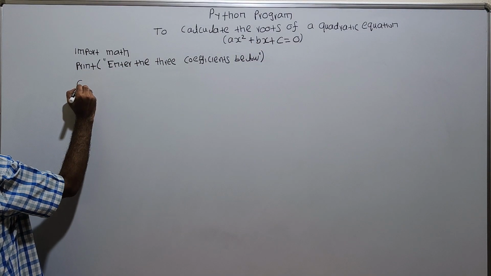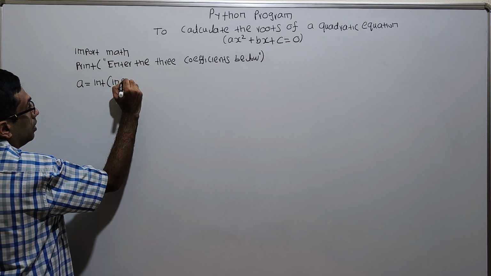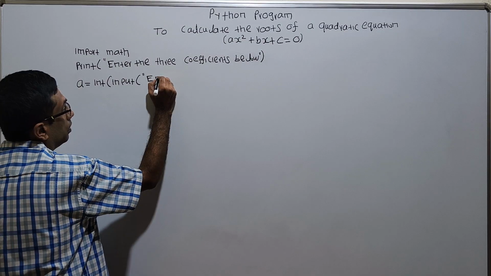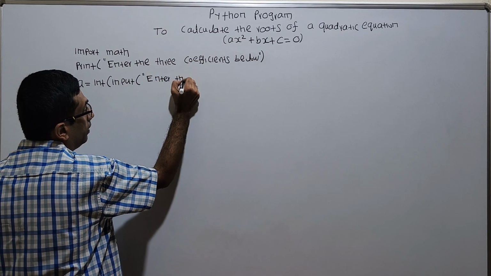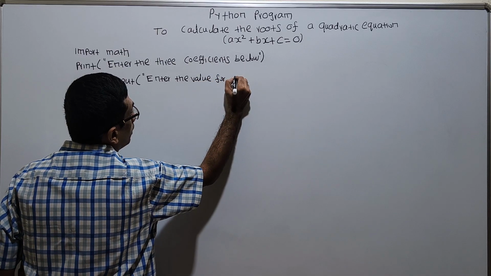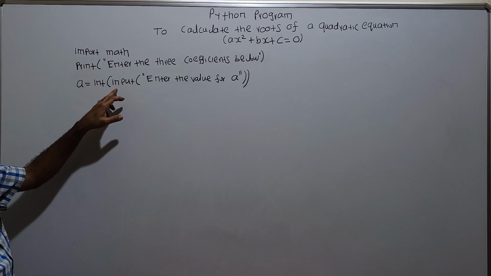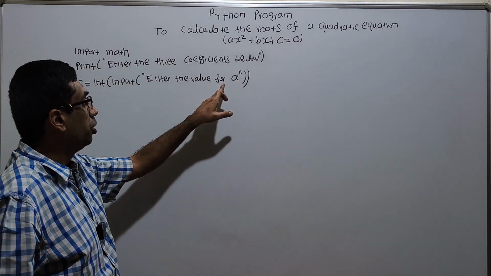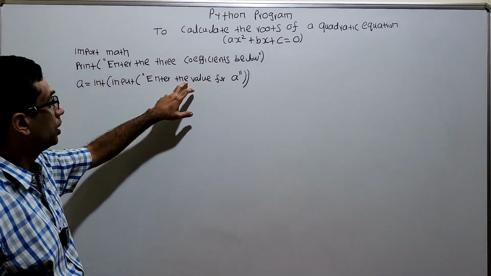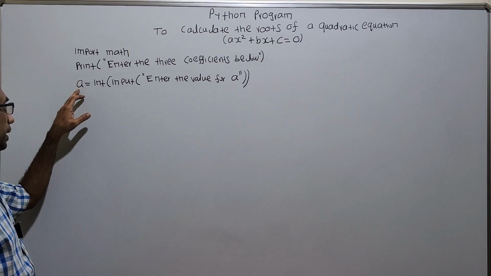Now I am going to obtain a value for the three coefficients. A equal to integer of input of "Enter the value for A". I'm closing the double quotation, closing the input statement, closing the int function. So the input function will display "Enter the value for A" in the console of the user. When the user enters a value for A, it captures it as a string, and that is converted to an integer by the int function and stored in the variable A.